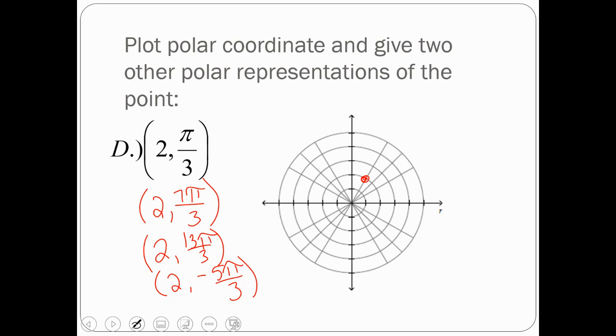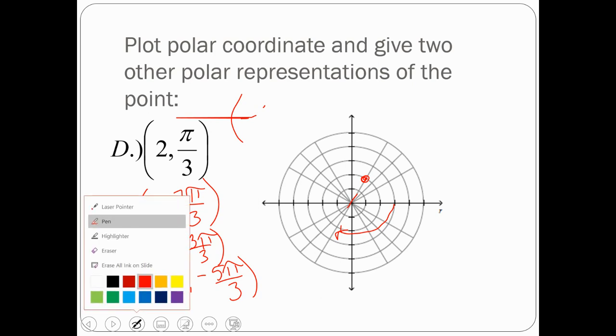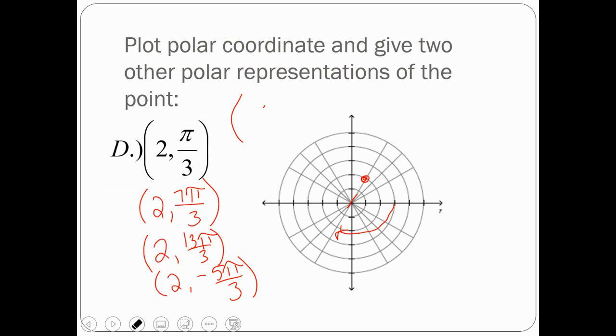I could also use the negative numbers, so I could go to this angle right here, but then go backwards too. So I'm doing both negative, so negative, let's erase that. -2. And then let's see, what is that angle? -2 pi over 3.